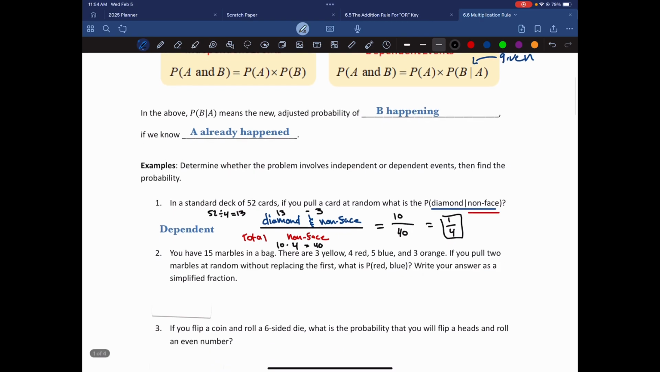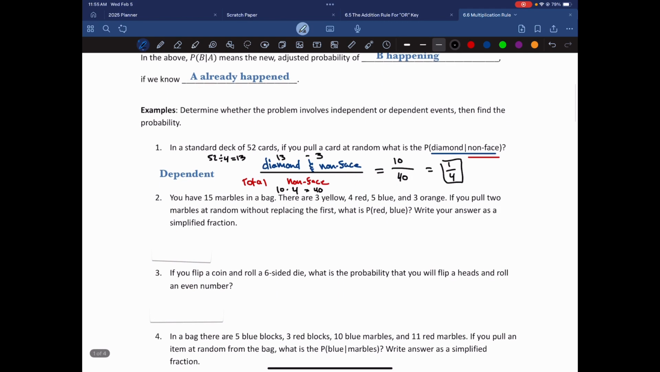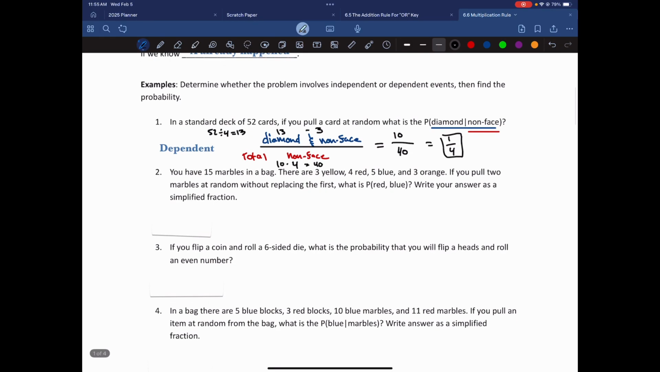Now looking at number 2, if you have 15 marbles in a bag, there are 3 yellow, 4 red, 5 blue, and 3 orange. If you pull 2 marbles at random without replacing the first, what is the probability of pulling a red and then pulling a blue? Okay, so let's take this one step at a time. First, we have to decide, are we independent or dependent?